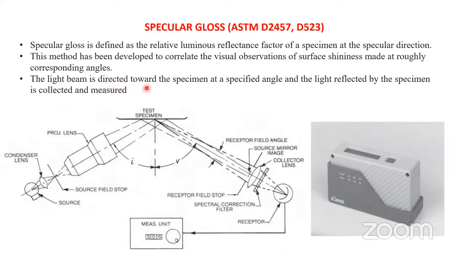The light beam is directed towards the specimen at a specified angle, as I have mentioned right now. The light reflected by the specimen is collected and measured through the detector. In that way we obtain the gloss, and we can calculate the gloss of your polymeric material accordingly. Generally ASTM D2457 and D523 standard methods are used for determination of the gloss of polymeric material. Gloss is nothing but the shining of your polymeric surface.